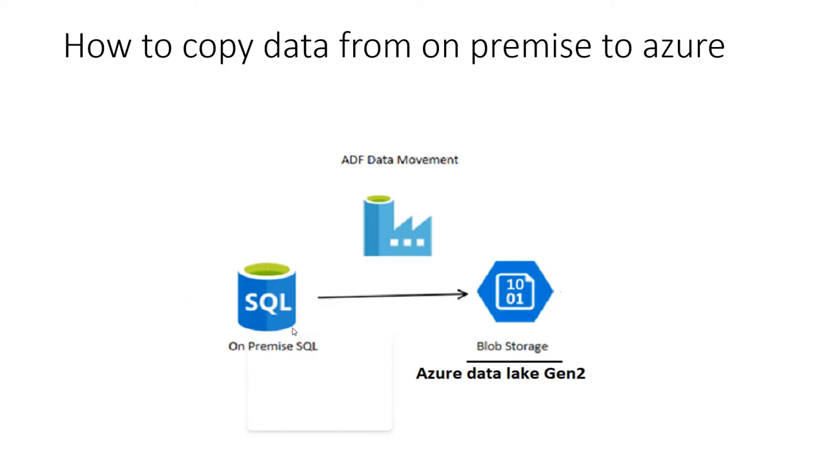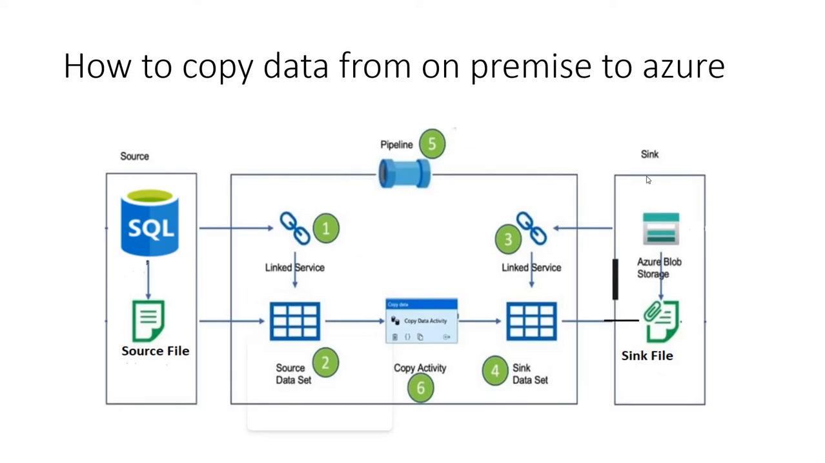So this SQL Server is installed on my computer, and I'm trying to copy the data into the cloud. In Azure, I'm using Blob Storage or Azure Data Lake Gen 2 with Azure Data Factory. So I'm trying to copy data from on-premises to cloud using Azure Data Factory. This is my architecture. The SQL Server is installed on my computer. This is the source, and in it we have some files or some data.